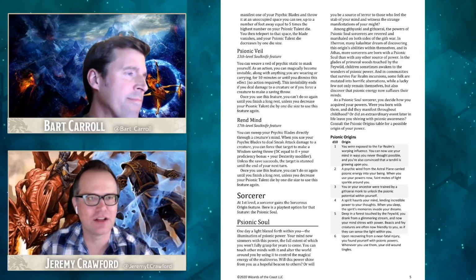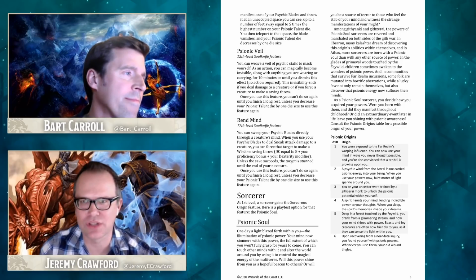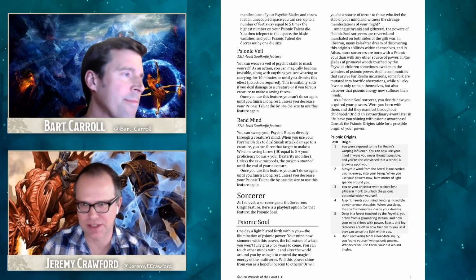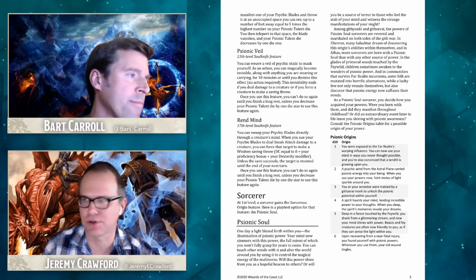The Psionic Veil, very similar to something that was in the Soulknife before, which is poof, we're invisible, and then they have the ability to stab directly into a target's mind with their psychic blades and stun the person.